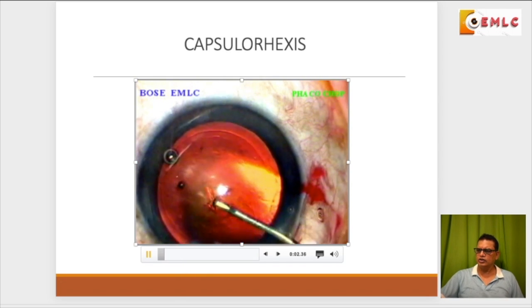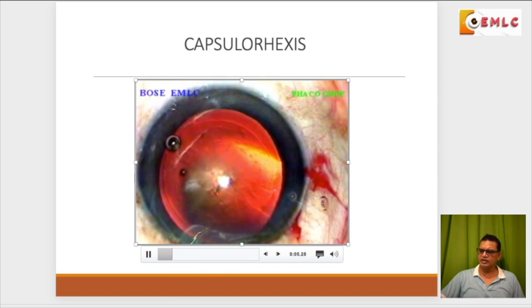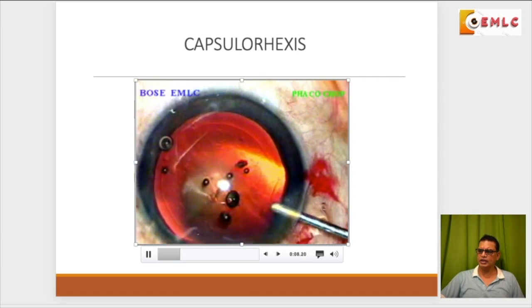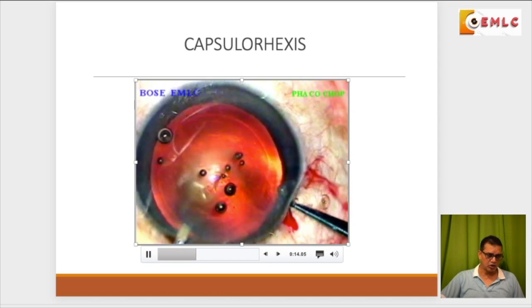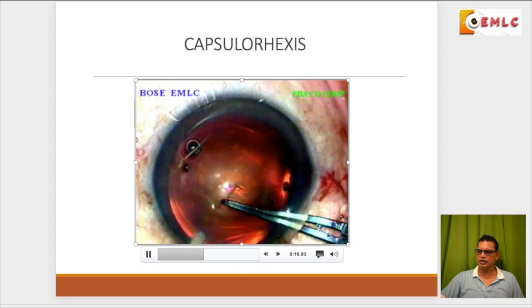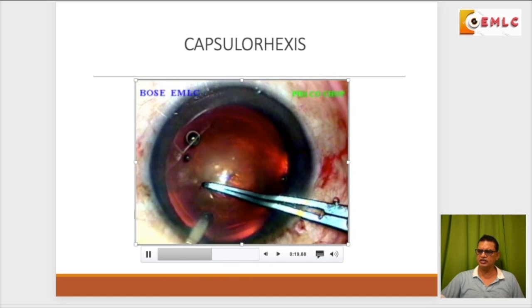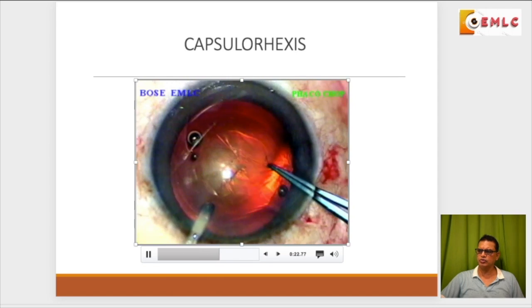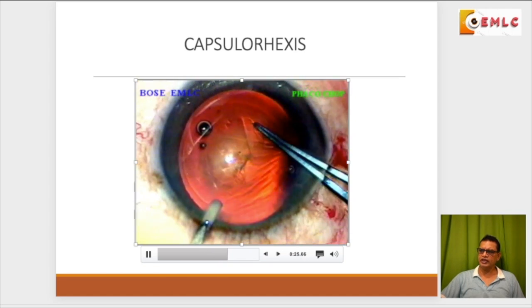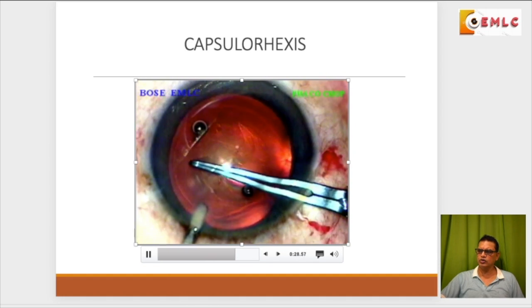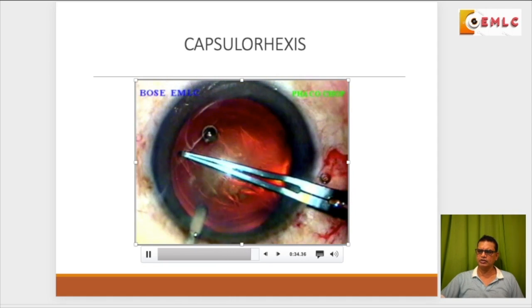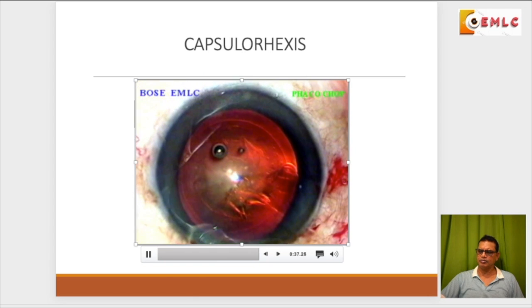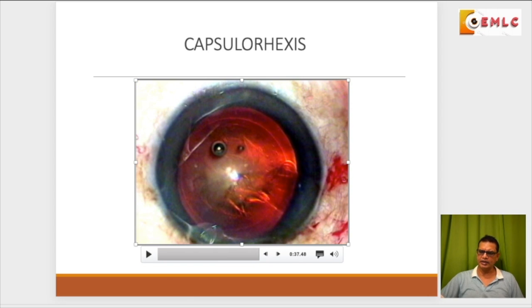Now, I'll show you how I do a rhexis. I make a central nick. After doing the nick, I inject viscoelastic to refill the viscoelastic which has been lost during the entry of the needle. Then I hold the rhexis flap as close as possible, tear it for 15 degrees, then I again hold it as close to the cut margin as possible, and then ultimately complete the rhexis outside in. That is how you should ideally do your rhexis.